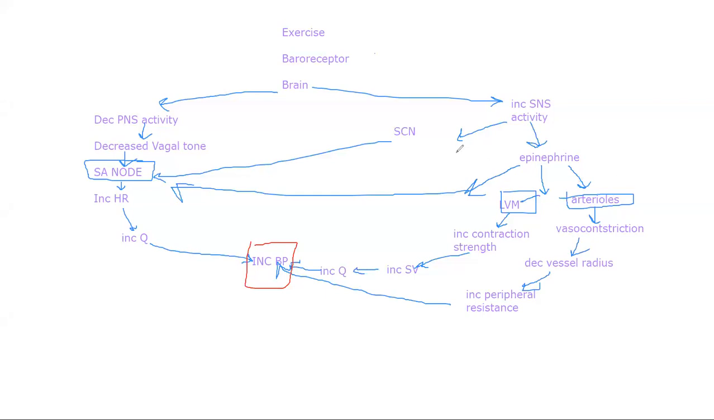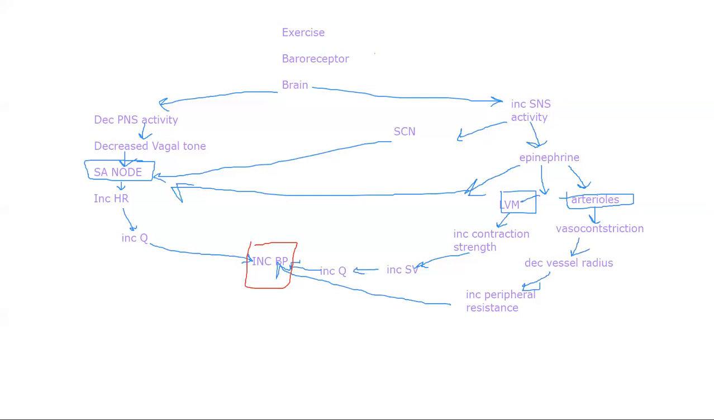Could you please explain how epinephrine increases blood pressure? Through the left ventricular myocardium, which increases contraction strength, which increases stroke volume and cardiac output. Perfect. Thank you.